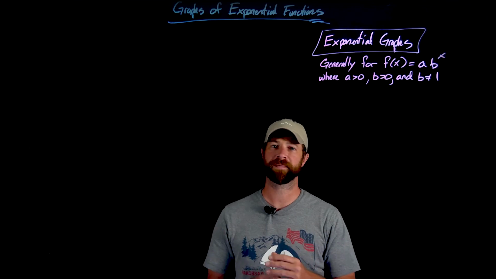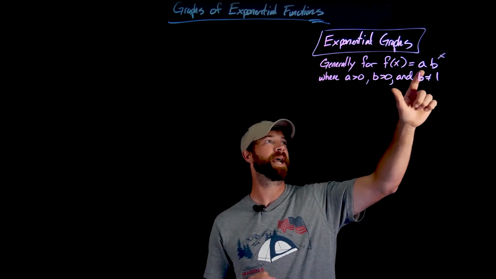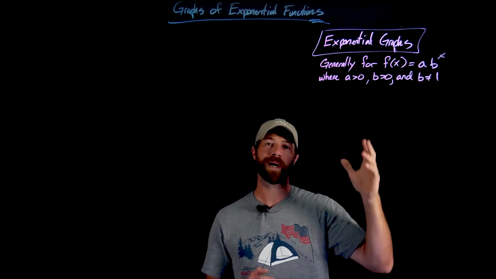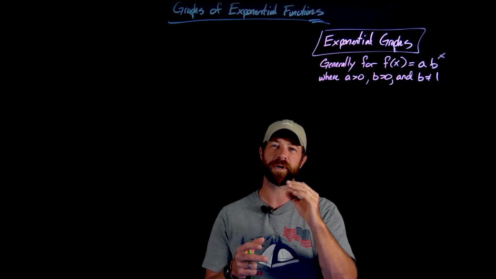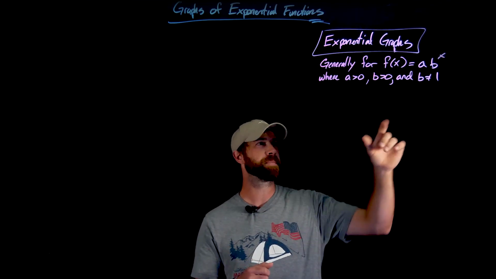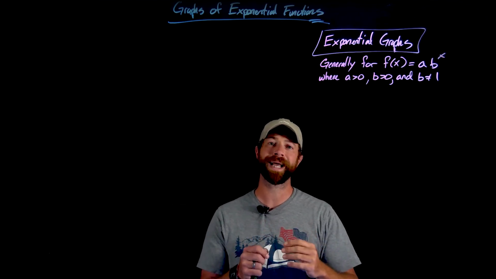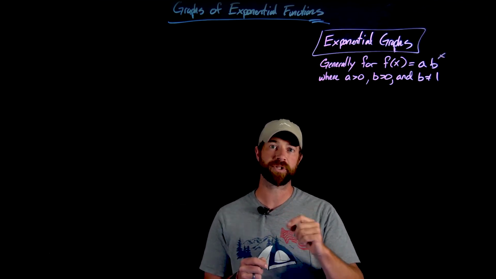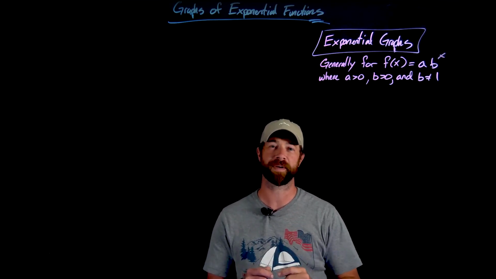The setup for this conversation is the same form of the exponential we've already talked about, where we have a times b to the x, where a is this initial amount or the starting amount, or what you get out when your x value is 0, and b is this growth rate. Whether this will be an exponential growth or an exponential decay function depends solely on the value of this factor b right here, this exponential factor.